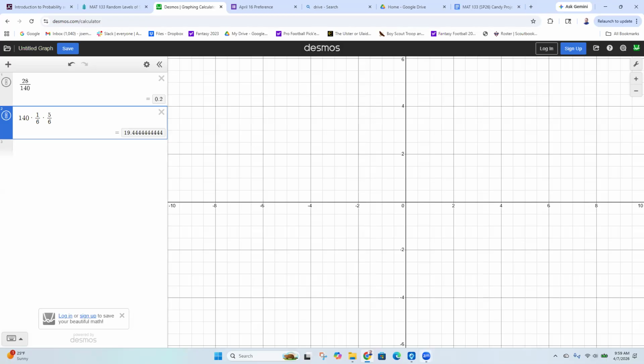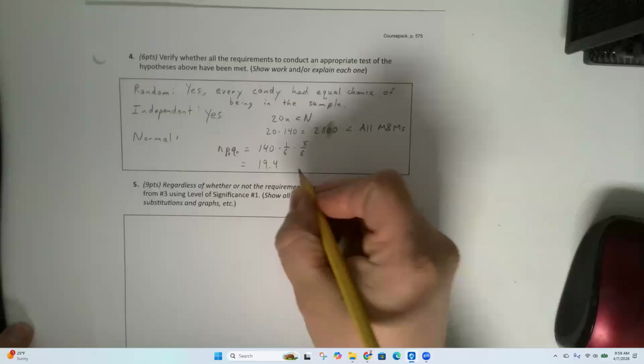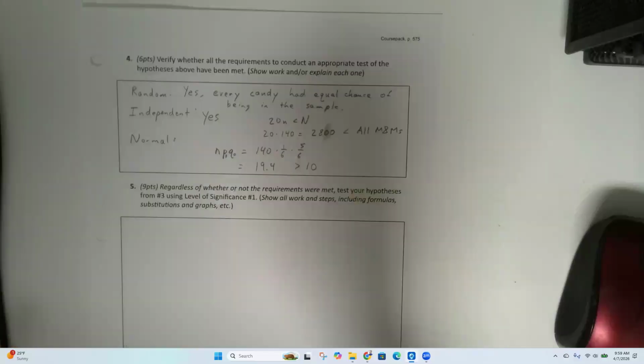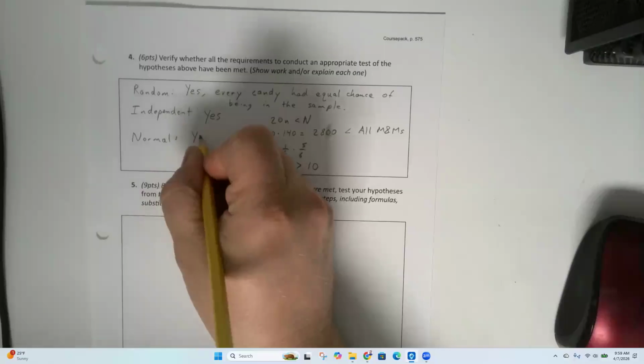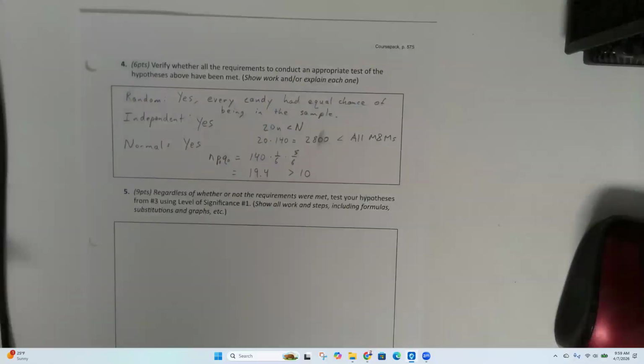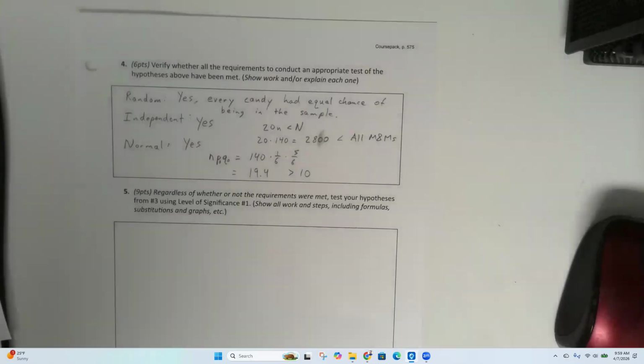All right. Is that bigger than 10? Yes, it is. So we got yes. So my sample size was big enough. Did anybody get no on this one? Just curious.